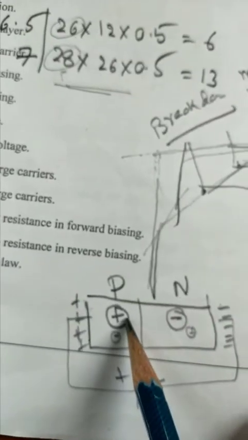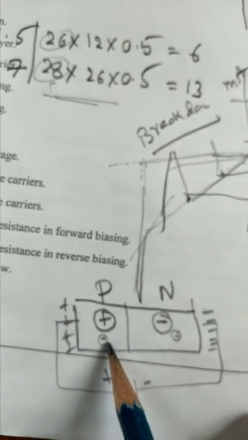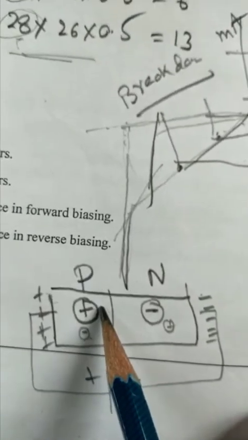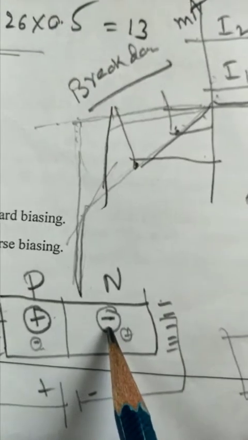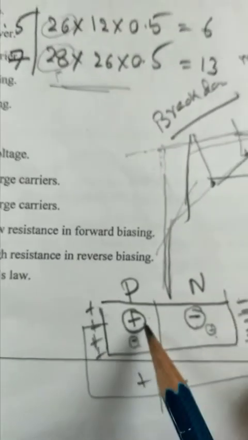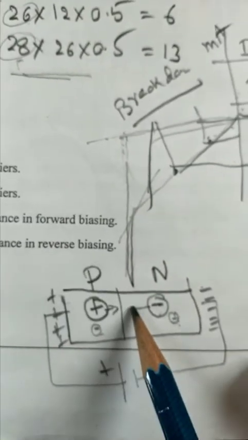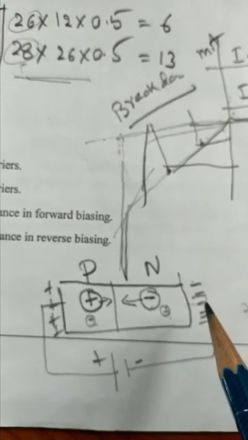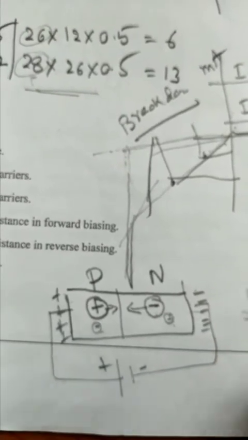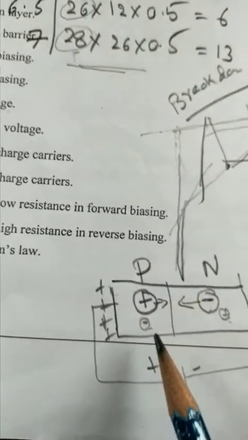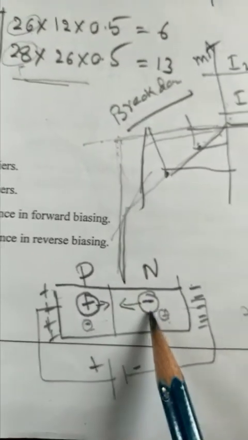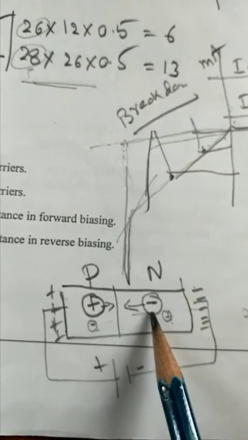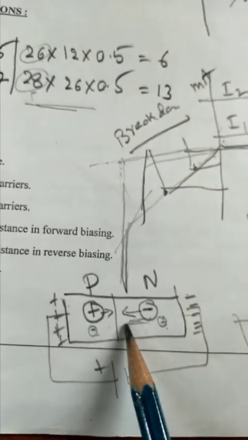The positive charges are more in number, and the negative charges are fewer. That is called majority and minority. Because of this positive terminal, positive charges will move this side, and because of this negative terminal, negative charges will move this side. The majority carriers will move towards the junction.